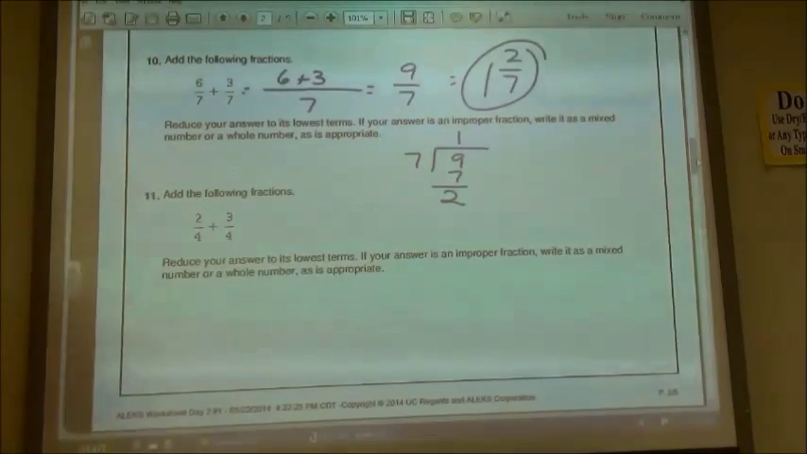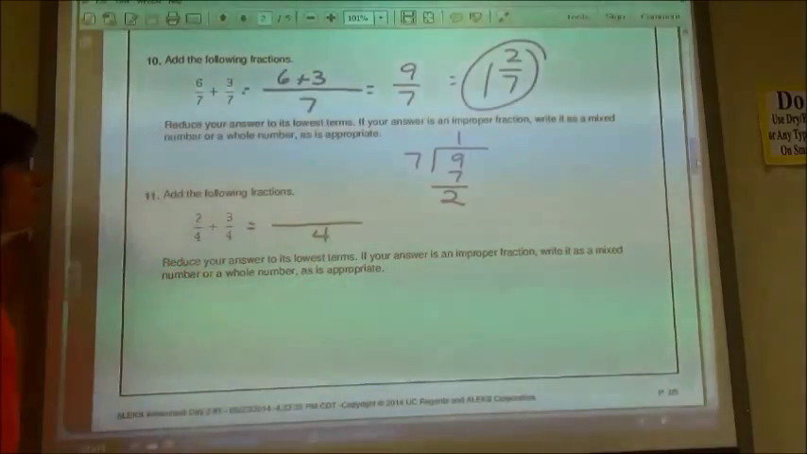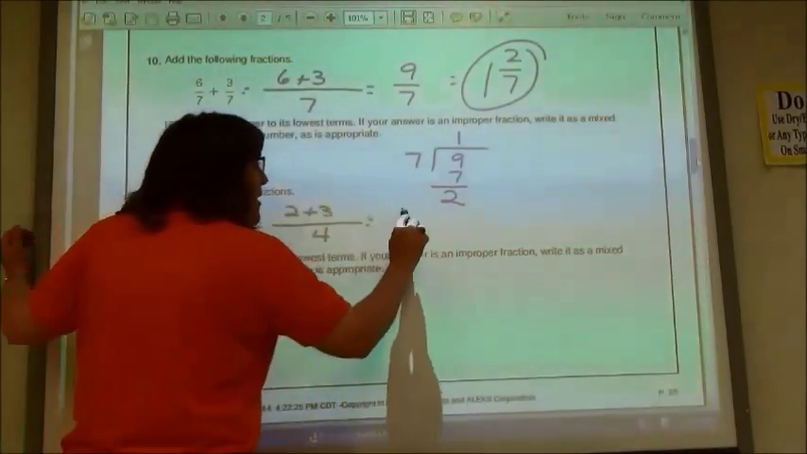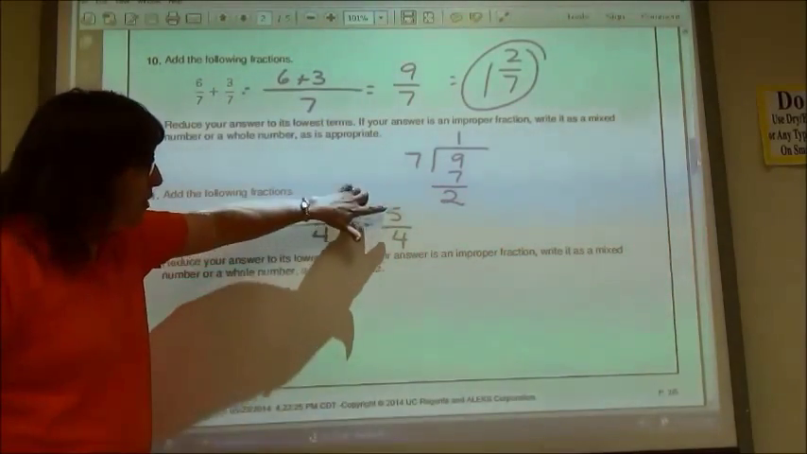If I'm adding here, again, my denominators are the same, so I just write them as fourths. I'm going to then add my numerator. 2 plus 3 gives me 5/4. Write it in lowest terms. I can't reduce it down.